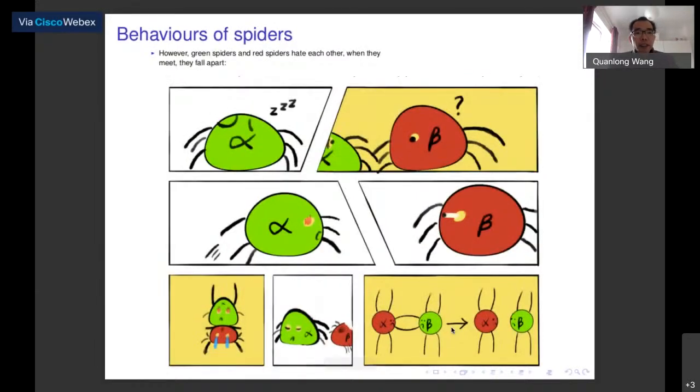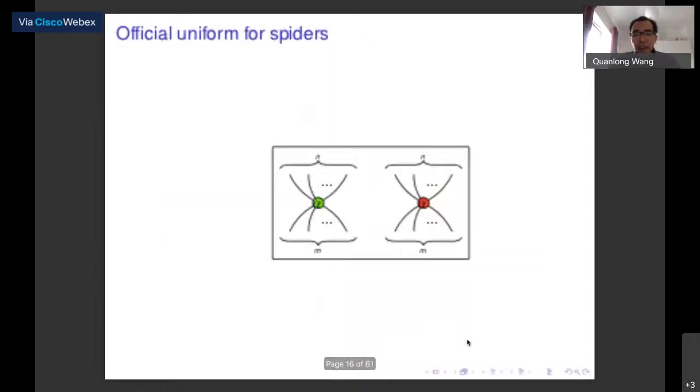But green spiders hate red spiders. So when they meet, they fight and then they fall apart. So that's their behavior, and that's the cartoon style of the spiders. And usually we draw them this way. There is a green spider and a red spider, and they have N inputs and M outputs.